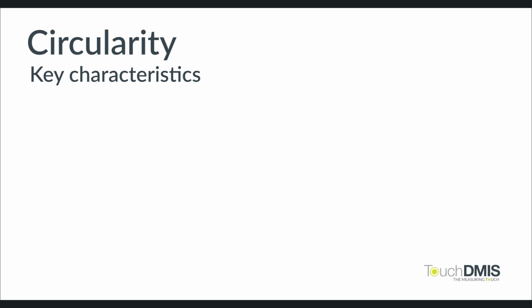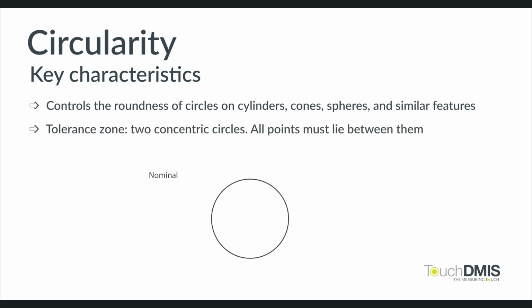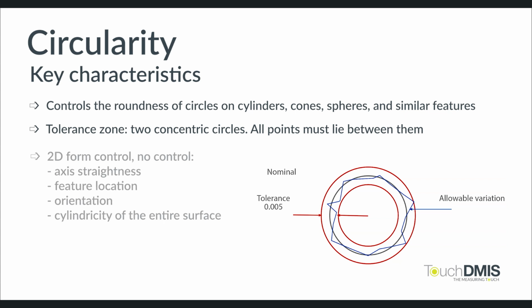Here are some key characteristics of circularity. Controls the roundness of circles on cylinders, cones, spheres, and similar features. The tolerance zone consists of two concentric circles. All measured points of the circular cross-section must lie between them. It is a 2D form control and does not control axis straightness, feature location, orientation, or cylindricity of the entire surface. No datum is used because circularity controls only the feature's shape.